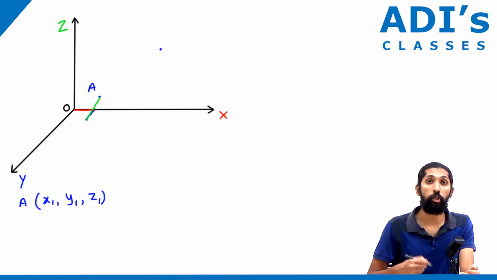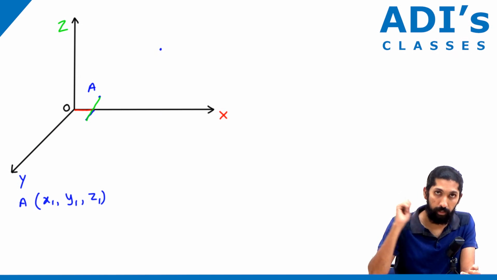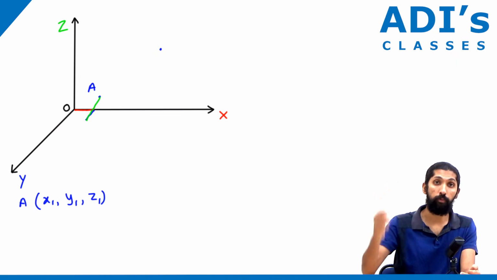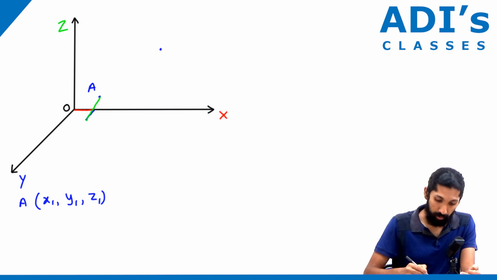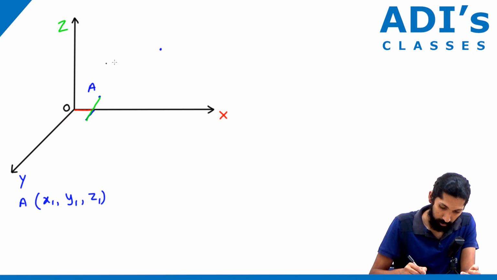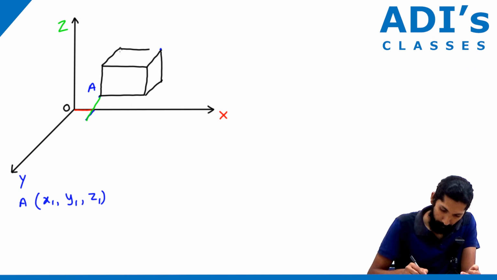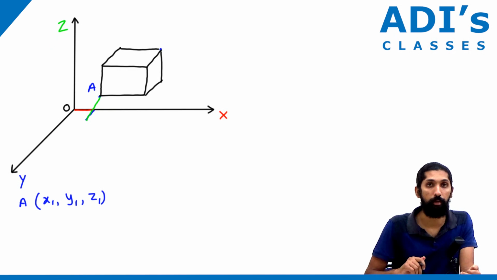Once we reach point A, we are going to construct a cuboid with A as one vertex and the other point we are looking at as the opposite vertex. What do we mean by that? Here we are going to construct a particular cuboid, maybe something like this. So we are going to have a cuboid like this.